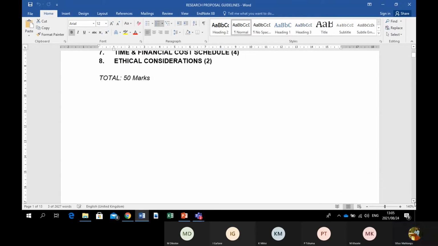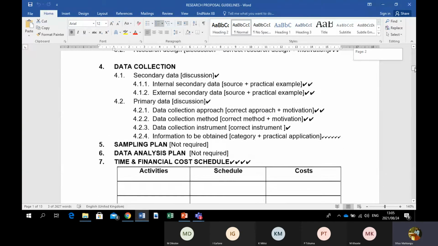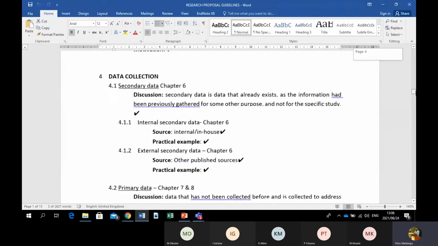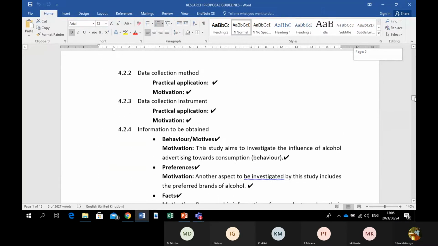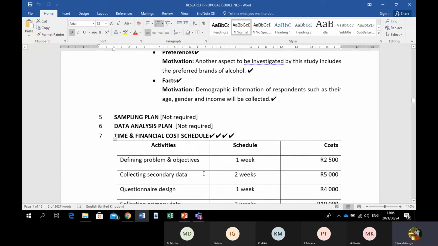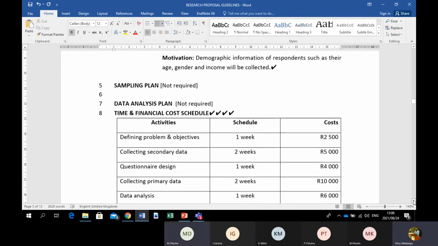So let's quickly go to the detailed guidelines. Our sampling plan will be here. I will be editing this document so that you can see the practicality of how we do that.